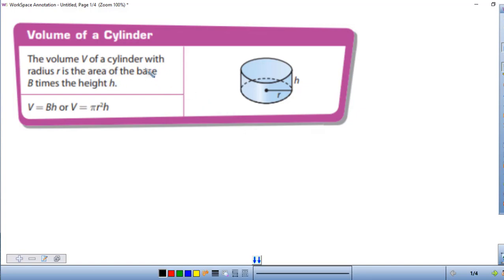So here we are looking at the beginning of module 13.1 where we're trying to find the volume of a cylinder. And there's only two measurements you need. You need the radius of the cylinder and you need the height. Now the radius comes from the distance between the center of the circle to the outside edge. The radius is halfway across.